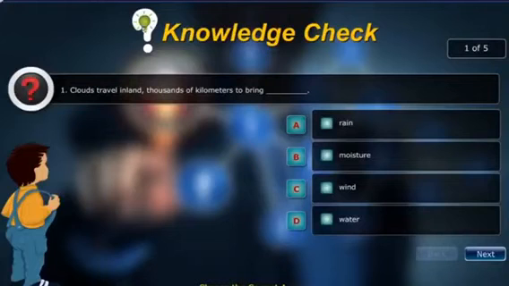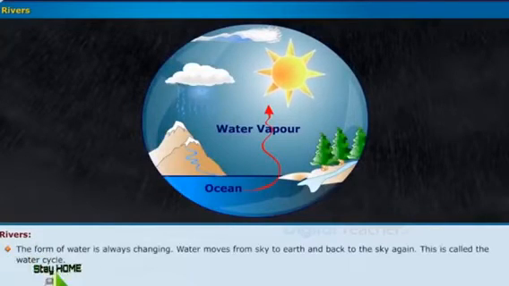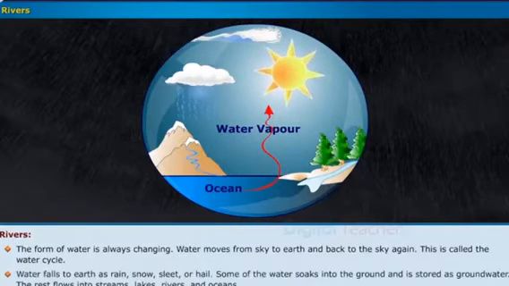Knowledge check. Let us know about the water that flows on the surface of the earth. The form of water is always changing. Water moves from sky to earth and back to the sky. This is called the water cycle. Water falls to earth as rain, snow, sleet or hail. Some of the water soaks into the ground and is stored as groundwater. The rest flows into streams, lakes, rivers and oceans.